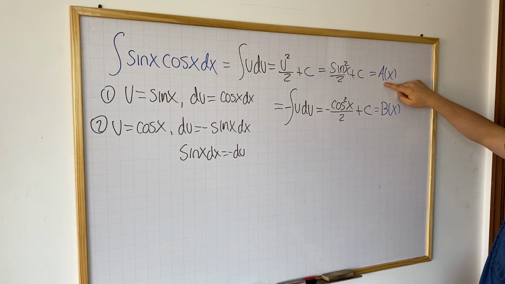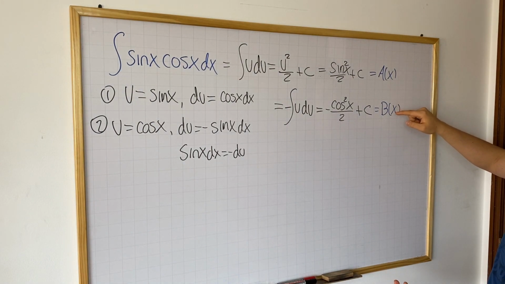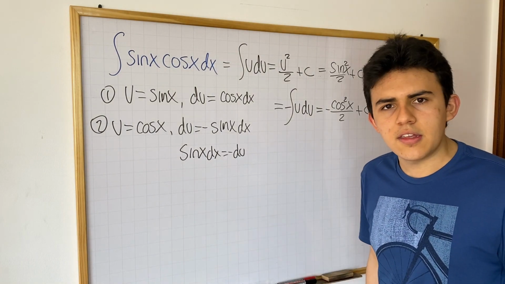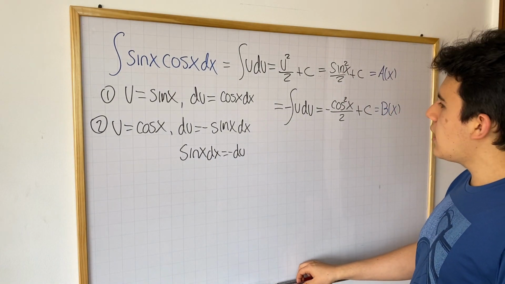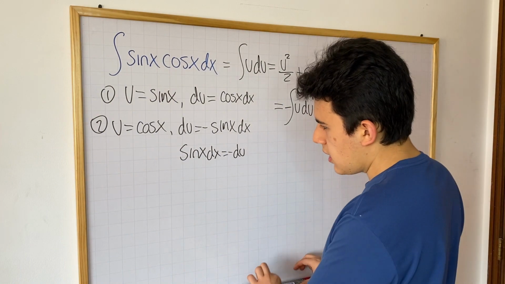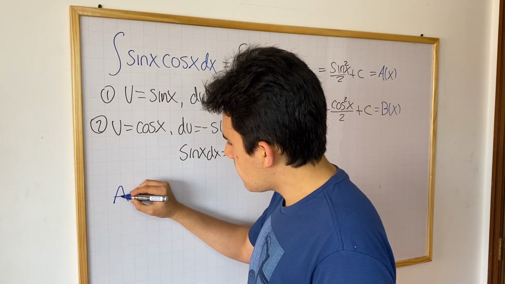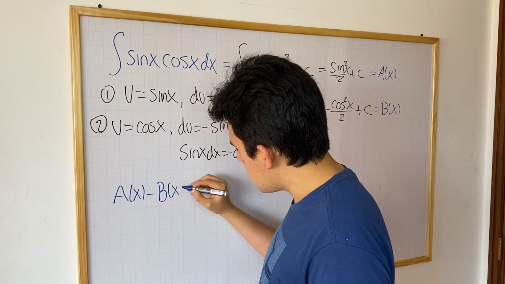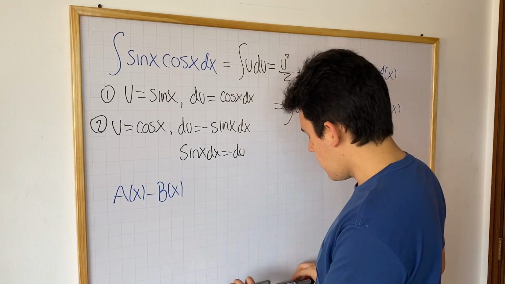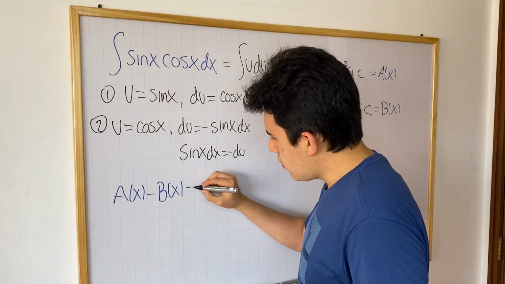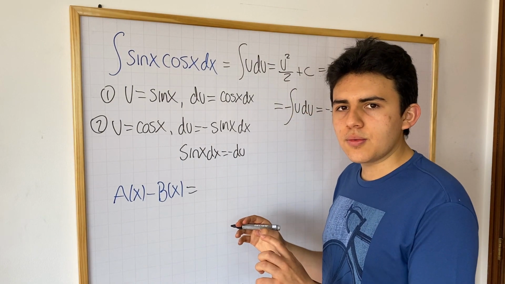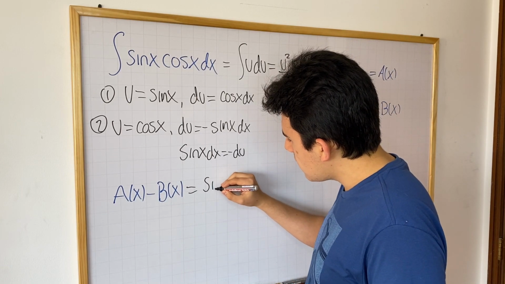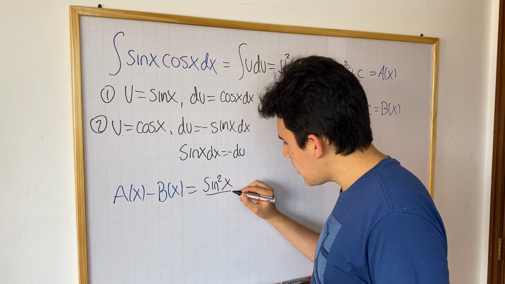We can subtract A from B, or however you want to see it, the negative signs would work out. So I want to do the following. I'm going to say that A of x minus B of x, the two solutions that we have, is going to be equal to, and you're going to see now a resemblance with a very common trigonometric function, sine squared x divided by 2.